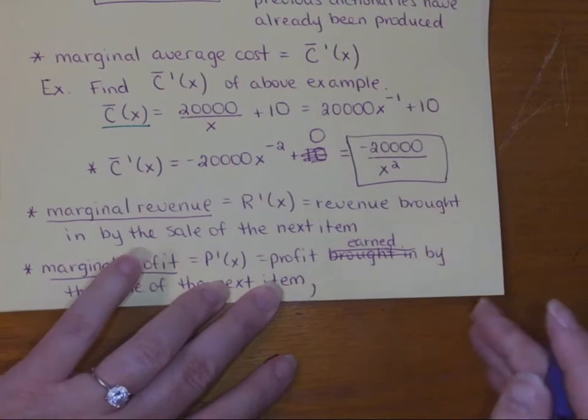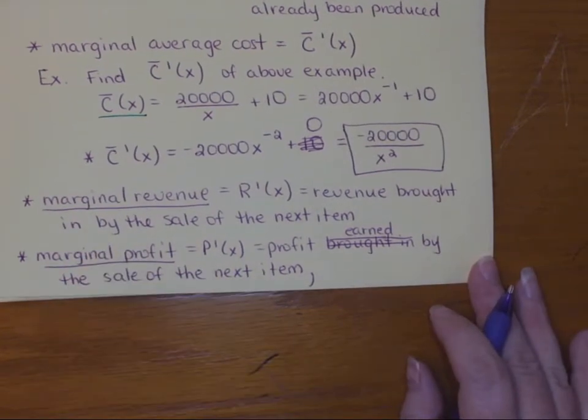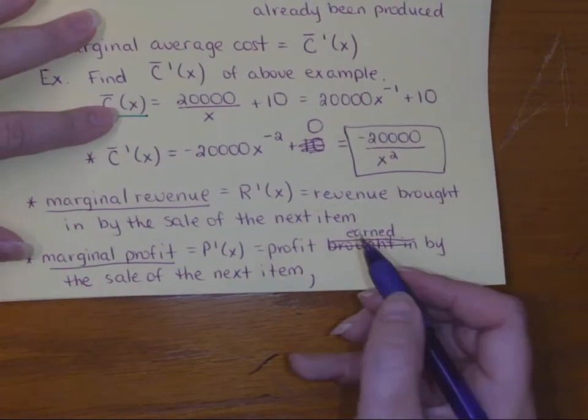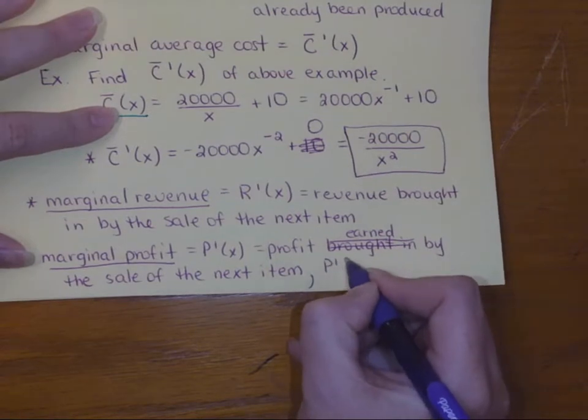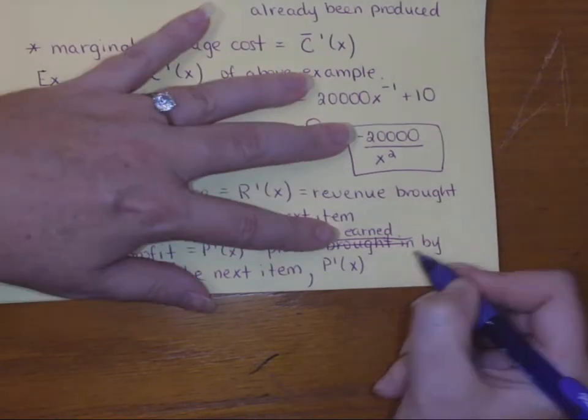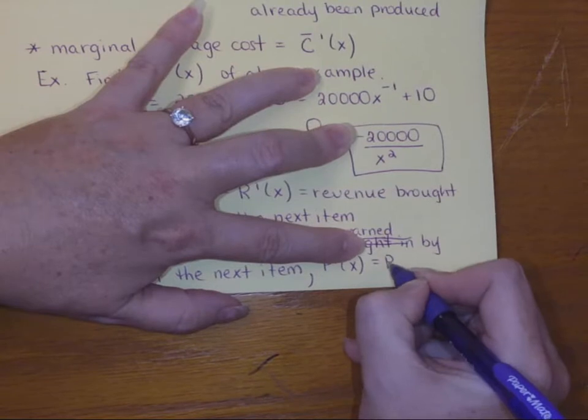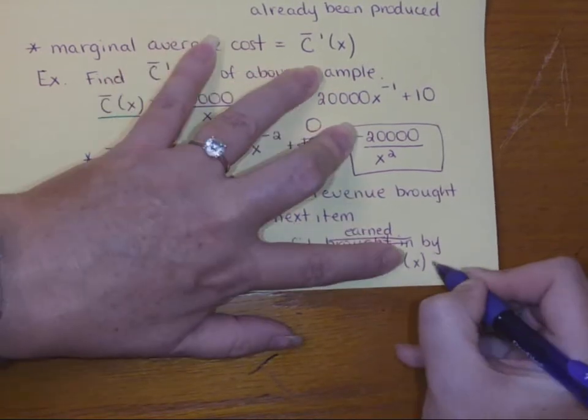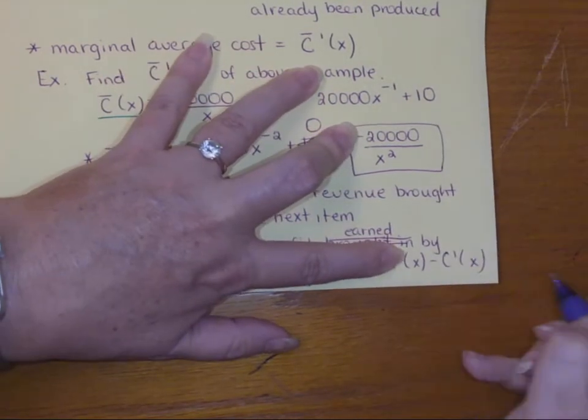So remember how we have a relationship between revenue and cost and profit? The same is true of the marginal values. So if we want the marginal profit, we can just take the marginal revenue minus the marginal cost.